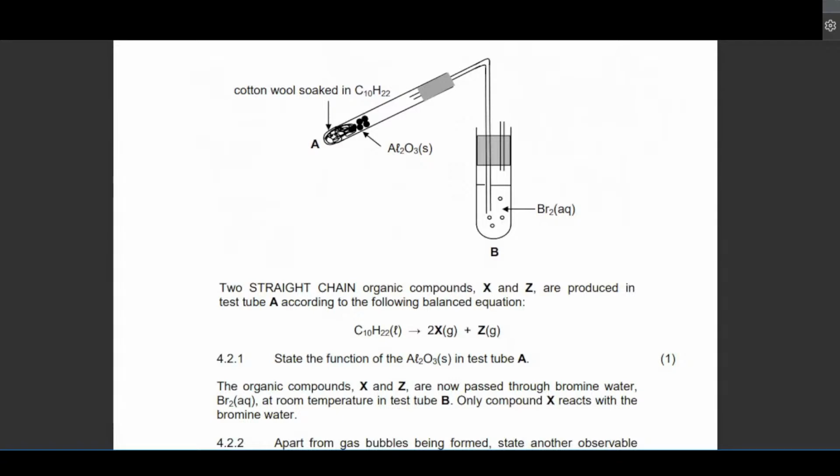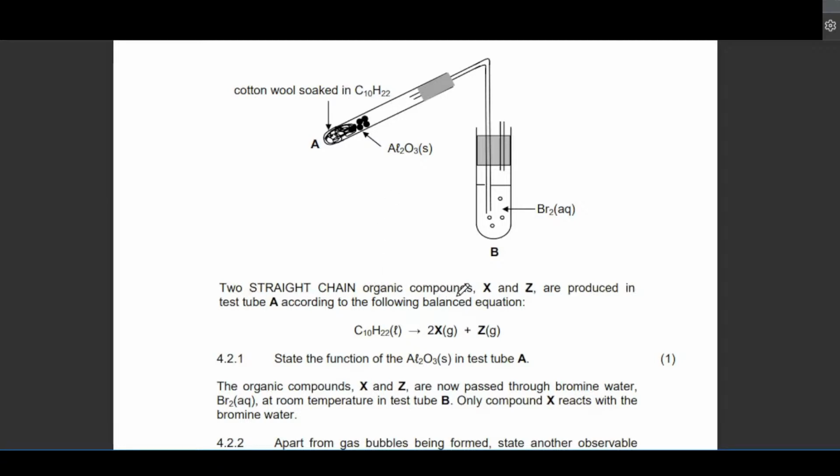Lastly, on organic molecules, they're saying that cotton wool soaked in this compound, which is an alkane. Yes. Because of 10 carbons and 22 hydrogens, it means 2n plus 2.